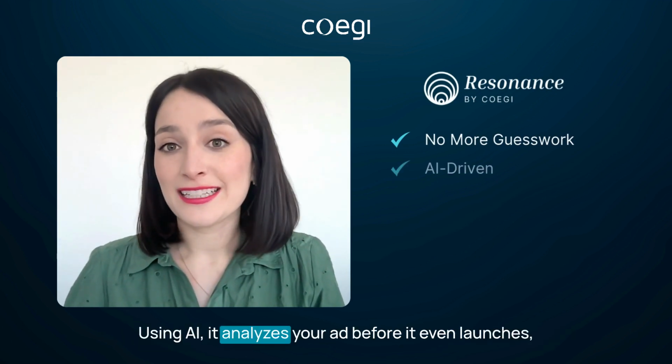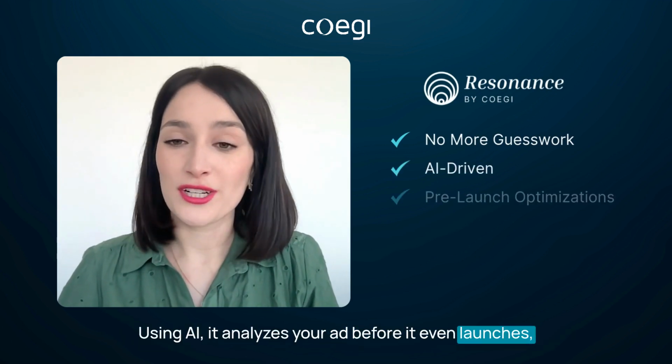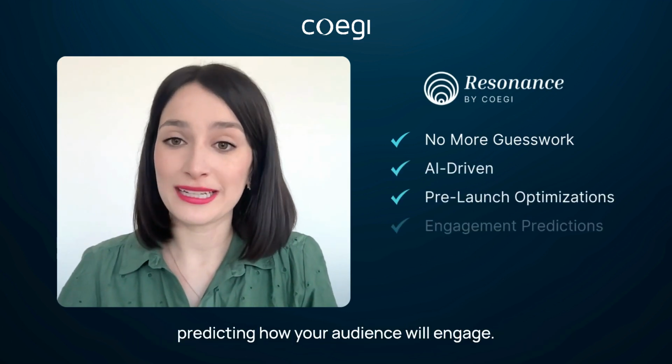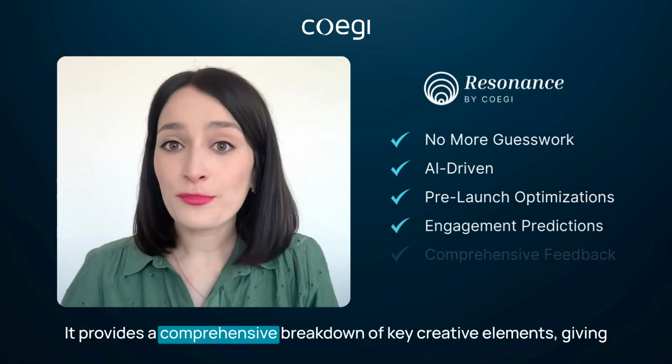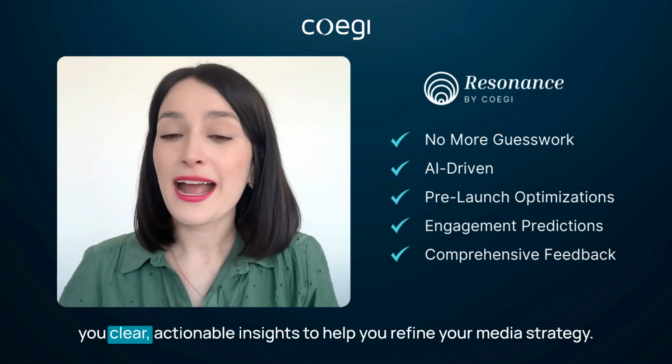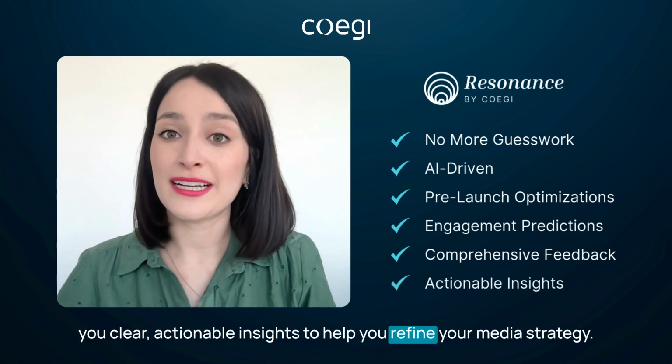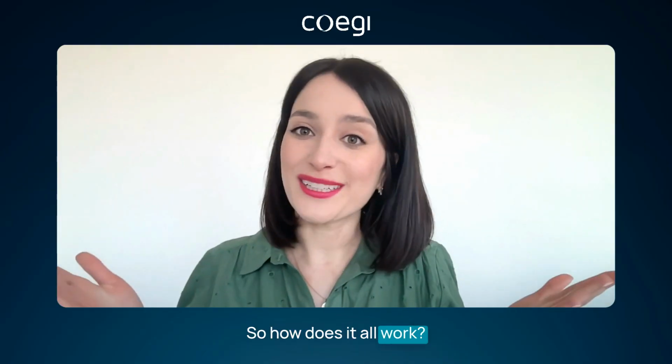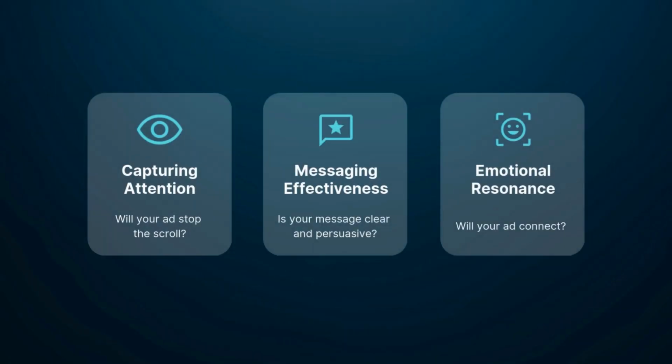Using AI, it analyzes your ad before it even launches, predicting how your audience will engage. It provides a comprehensive breakdown of key creative elements, giving you clear, actionable insights to help you refine your media strategy. So how does it all work? Let's break it down into 3 steps.